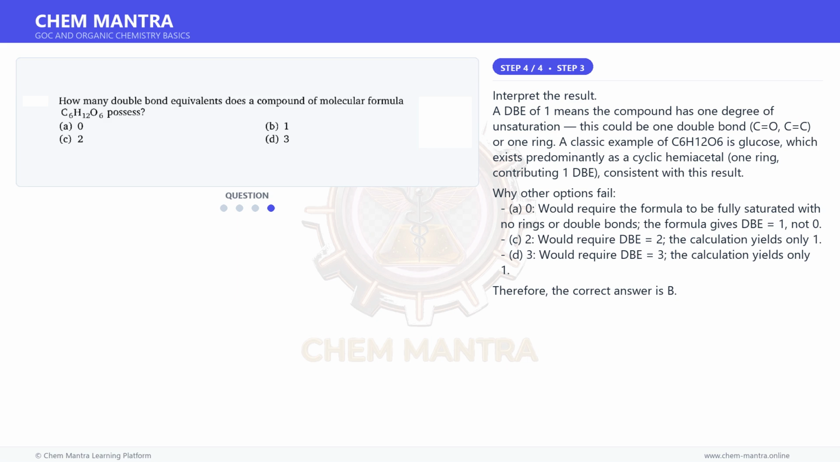Why other options fail? A. 0 would require the formula to be fully saturated with no rings or double bonds. The formula gives DBE is equal to 1, not 0. C. 2 would require DBE is equal to 2. The calculation yields only 1. D. 3 would require DBE is equal to 3. The calculation yields only 1.